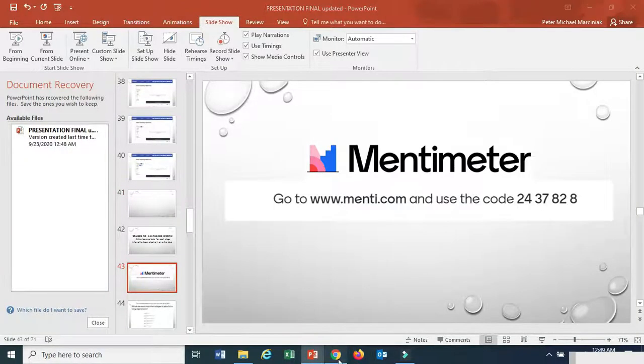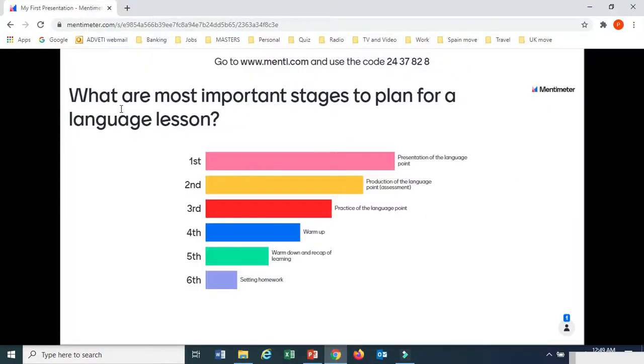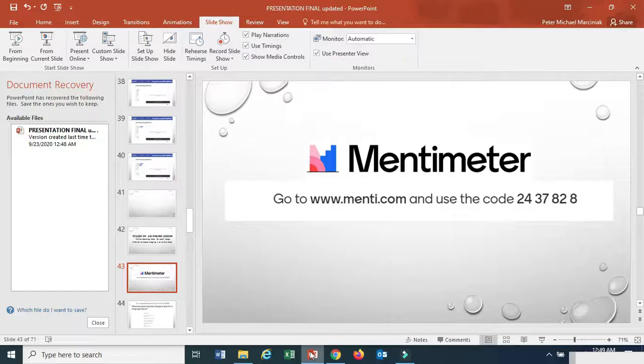Using Mentimeter we can see what your opinion is on important stages for a language lesson, and we can see that you think the presentation is very important, the production and the practice, with the other sections coming lower down.